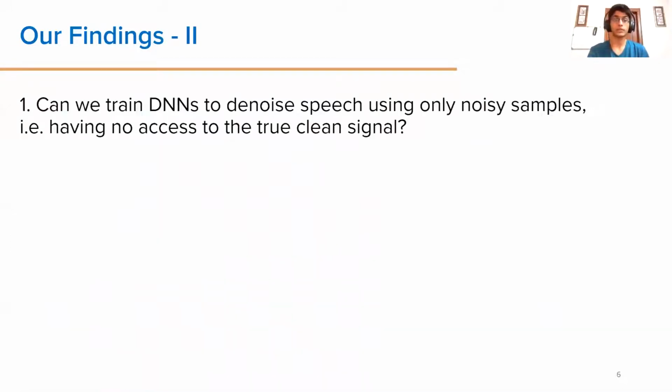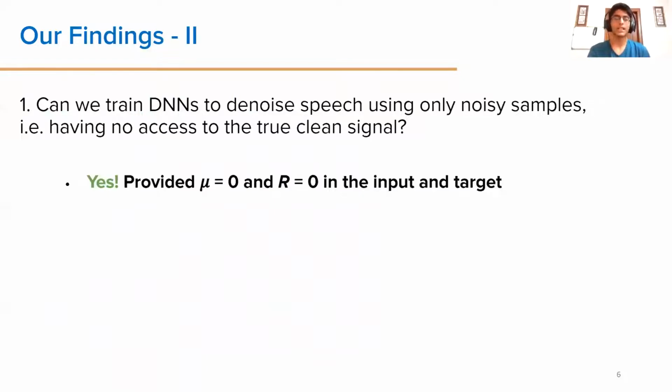So to answer our questions, can we train DNNs with only noisy data? The answer is yes. The caveat though, like we said earlier, is provided that the mean of the noise is 0 and the correlation of noise between the input and the target needs to be 0. The first is something that's generally present for all types of noise. But the second requirement is the reason that we needed to make sure that the noise in the input and the target were different. If the correlation is high, the network instead will learn a mapping from one type of noise to the other, which is not something that we want.